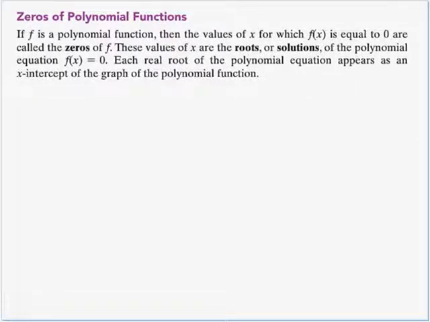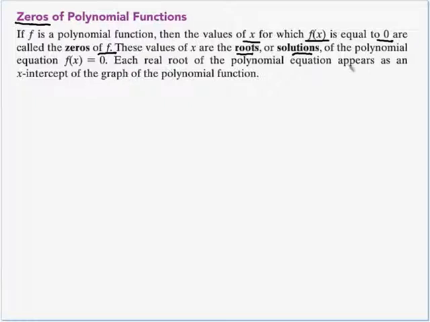Video we're going to continue section 3.2, polynomial functions and their graphs. And we're going to start this video by talking about the zeros of a polynomial function. If f is a polynomial function, then the values of x for which f of x is equal to 0 are called the zeros of f. These values of x are the roots or solutions of the polynomial equation f of x equals 0.